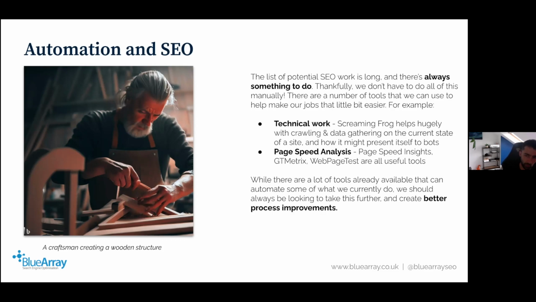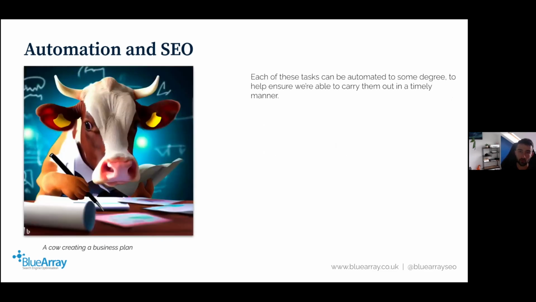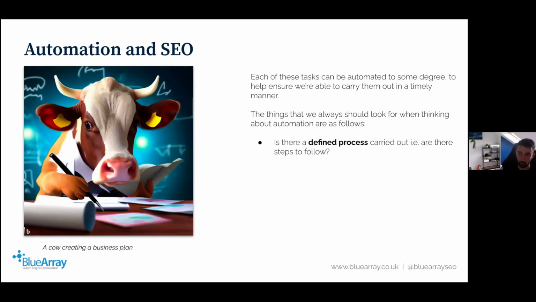And while there are a lot of tools already available that can automate some of what we currently do, we should always be looking to take this further and create better process improvements. Each of these tasks can be automated to some degree, the ones we mentioned earlier, to help ensure we're able to carry them out in a timely manner. And the things we should always look for when we're thinking about automation are as follows. Is there a defined process carried out? So are there kind of steps to follow? Is it a step-by-step process?